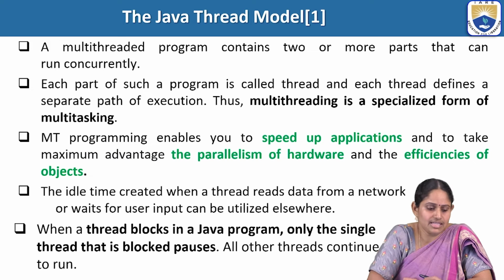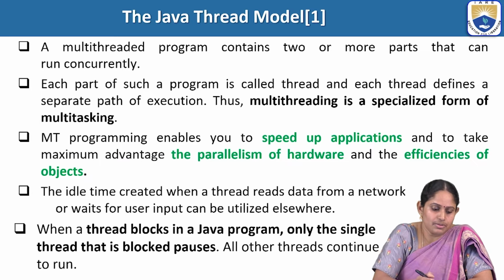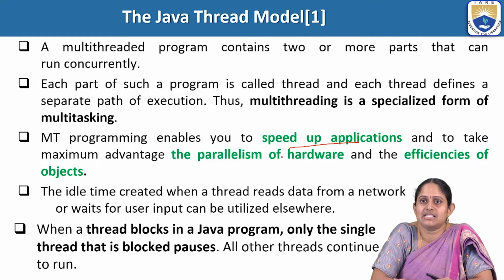As I have told you, a multi-threaded program will contain two or more parts that run concurrently. Multi-threaded programming enables you to speed up applications and take maximum advantage of the parallelism of hardware. The idle time created when a thread reads data from a network or waits for user input can be utilized elsewhere.